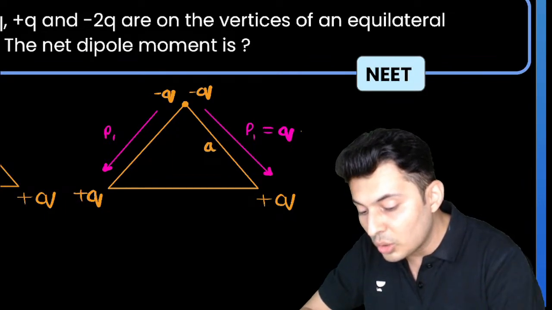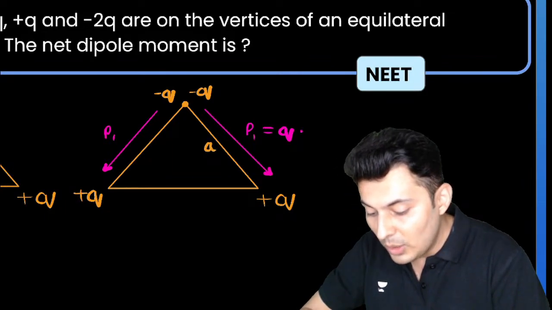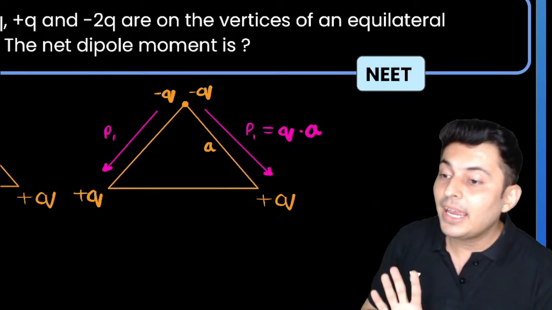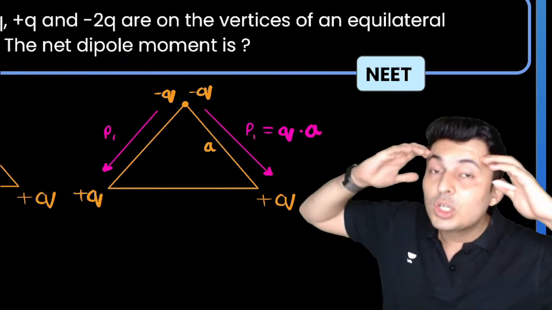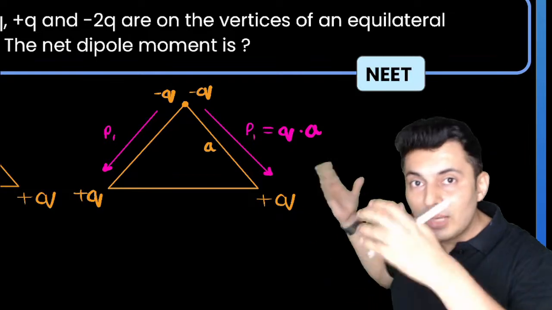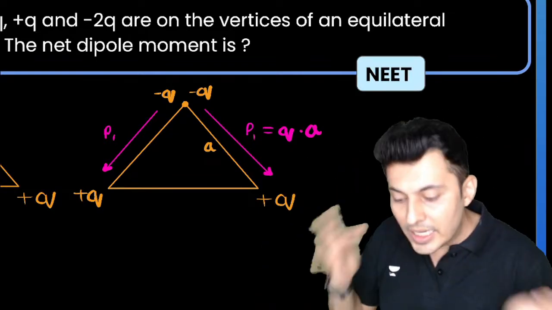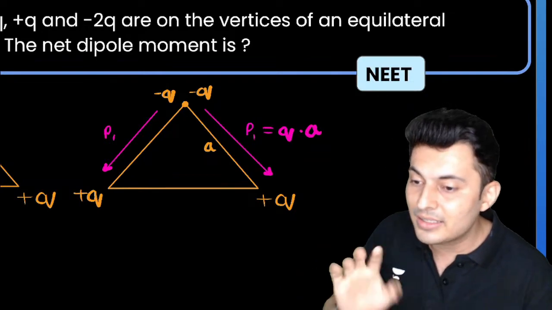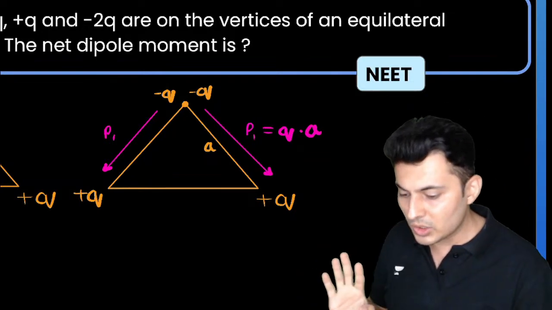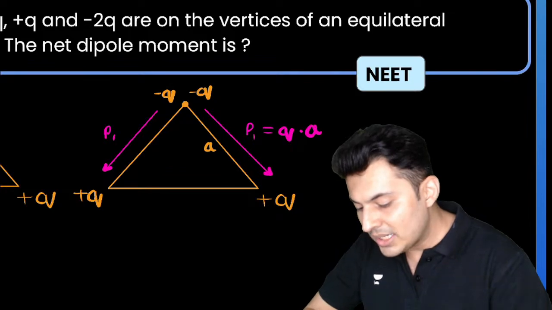Do not put 2a over here. What will you put? A. Why A? Because A is the length. Remember, 2a was just a symbol which was used there when a was half the length. Here a is the complete length, so do not put 2a. That is a common mistake. Understood? Acha.